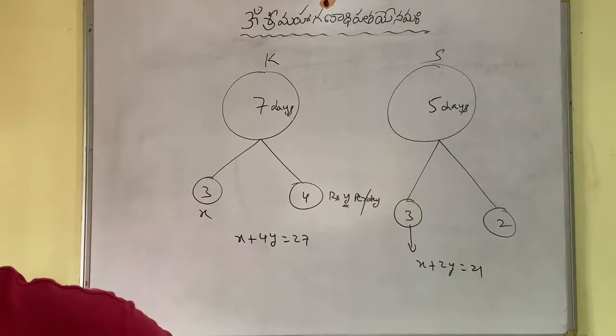Then your total price will be X for the first 3 days plus 7Y for the next 7 days. So the total charge will be X plus 7Y. Did you understand that?